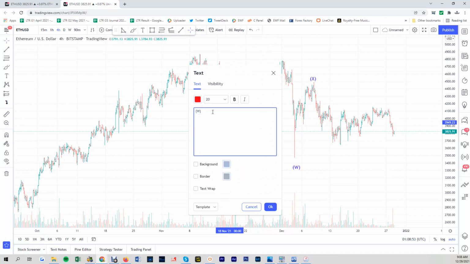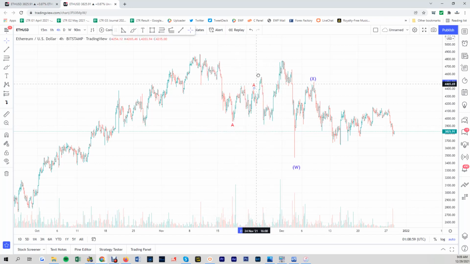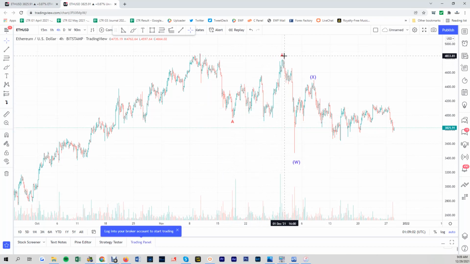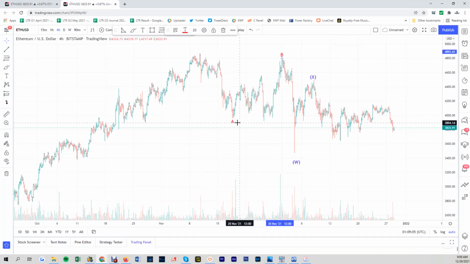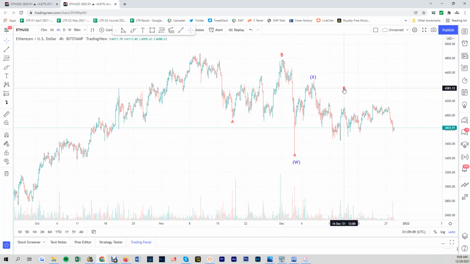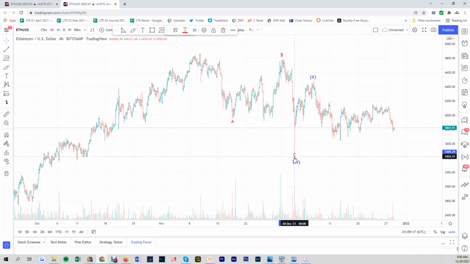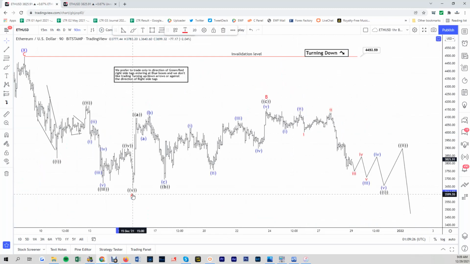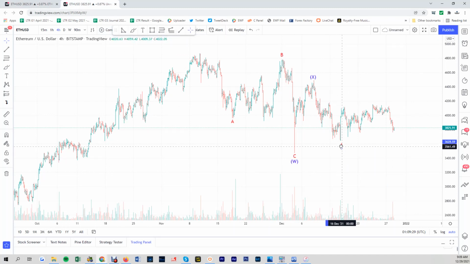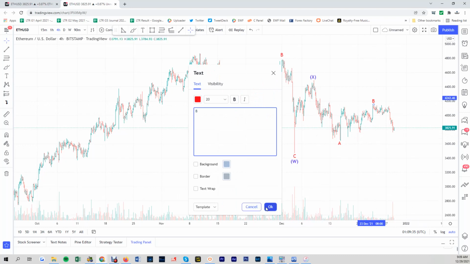So you can label it like this, A, B, C, so it's a double zigzag. As you know, WXY structure is a double zigzag. So what that means is that we are looking for the Y leg, which will eventually break below here if that is a Y. So here is another ABC in the 1 hour chart. This is your A, this is your B. Now we are looking for a C of Y to the downside.